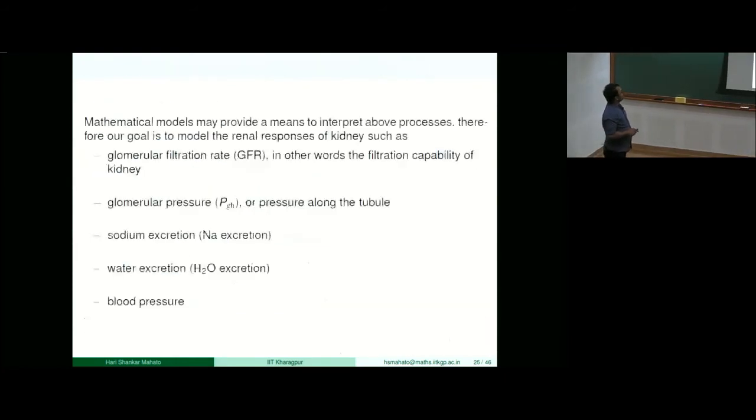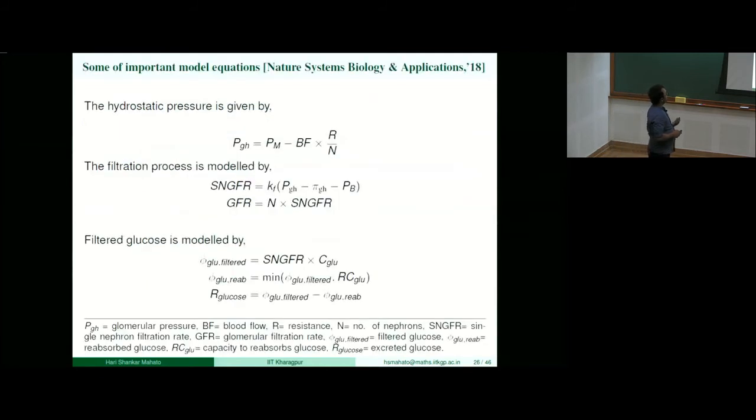So our goal was to model mathematically the filtration rate, the glomerular pressure, the sodium and how much sodium we are excreting, how much water we are excreting from our body, and how we can model the blood pressure in our body. All these things can be modeled by this relation.